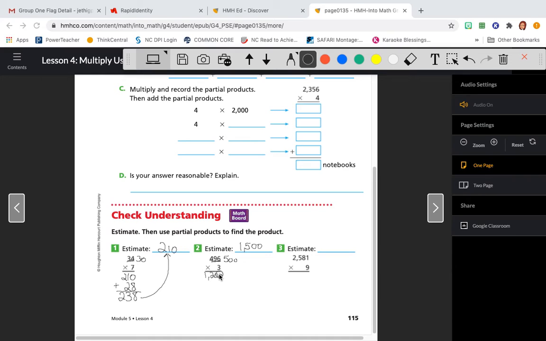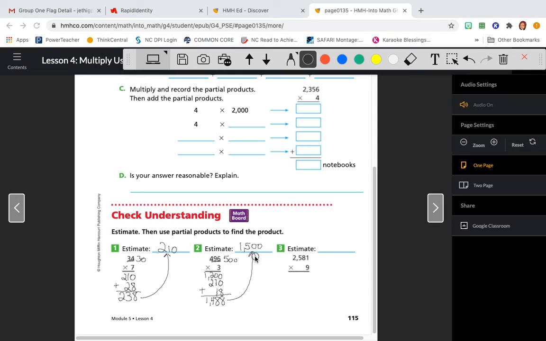Then we say 9 times 3 is 27. So we're in the tens, so we're going to put 27 in the tens, add a 0. Then 6 times 3 is 18. And now we add all of our partial products together. And you have 1,488. And again, to check your answer, if it's close to your estimate, then we can say your answer is reasonable. All right, so let's look at number 3.